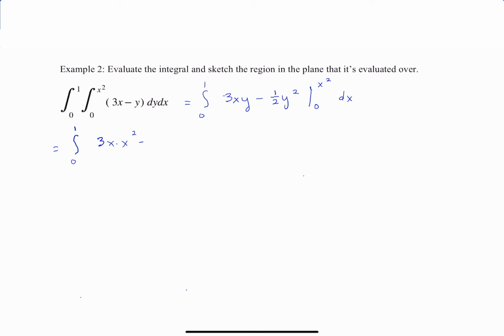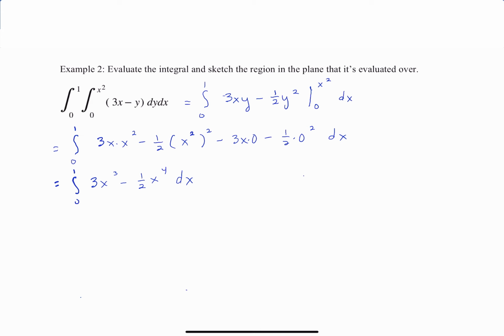And then I have minus 1/2. Now I've got y squared, but y itself is being replaced by x squared. And then I'm going to have minus 3x times 0 minus 1/2 times 0 squared dx. Let's clean that up before we try to integrate again. So now I have the integral from 0 to 1 of 3x cubed minus 1/2 x to the 4th, and the rest of the stuff is zeros. And then the dx.